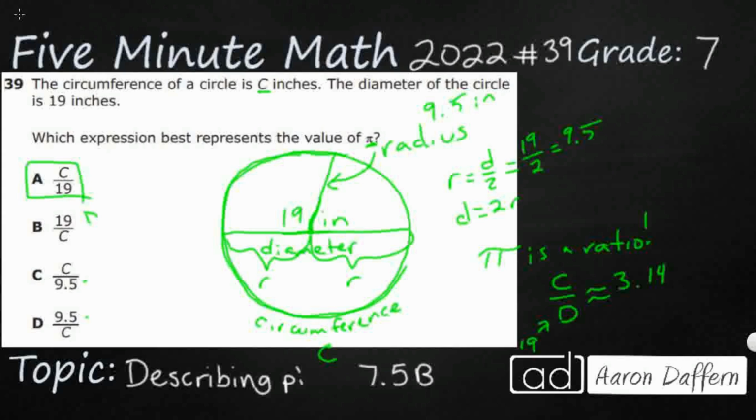This one has got the diameter over the circumference. That's wrong. And these 2, they've got the 9.5, but that's going to be the circumference over the radius, or the radius over the circumference. We don't need those either. So our answer here is A.